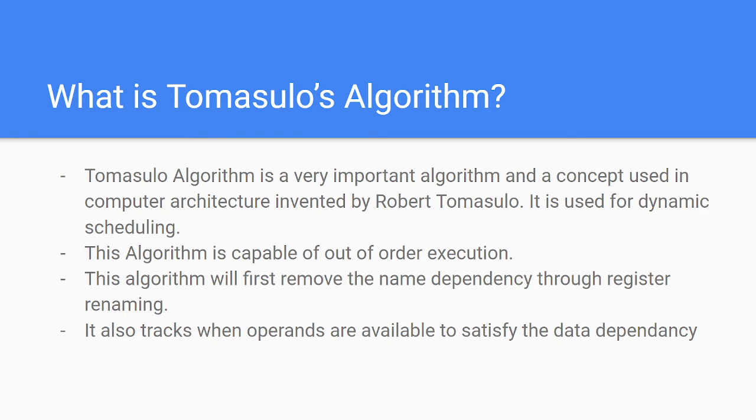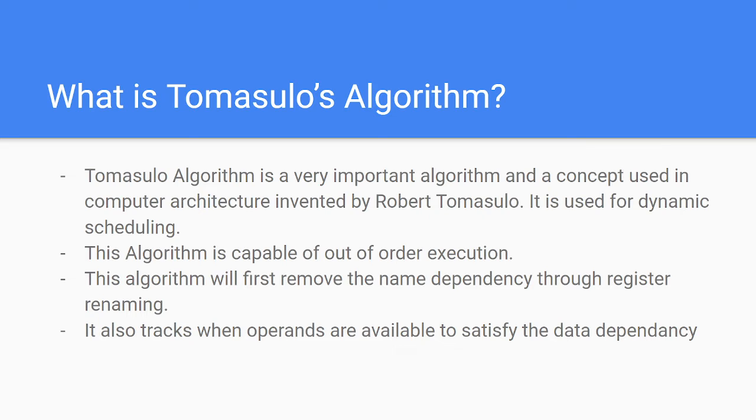So, what is Tomasulo's algorithm? Tomasulo's algorithm is a very important concept and a very important algorithm used in computer architecture, invented by Robert Tomasulo. It is widely used for the purpose of dynamic scheduling. This algorithm is capable of many things, one of which is out of order execution.